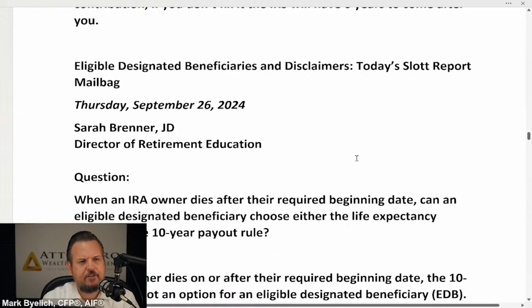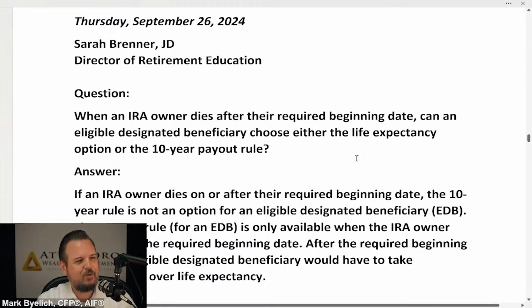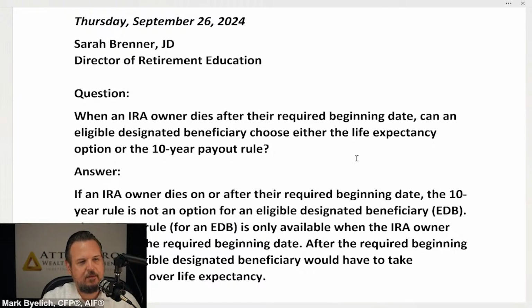Eligible designated beneficiaries and disclaimers. Today's Slott Report mailbags. These are questions that are written in, and the team answers them. So this is from Sarah Brenner. The question is, when an IRA owner dies after the required beginning date, can an eligible designated beneficiary choose either the life expectancy option or the 10-year payout rule?